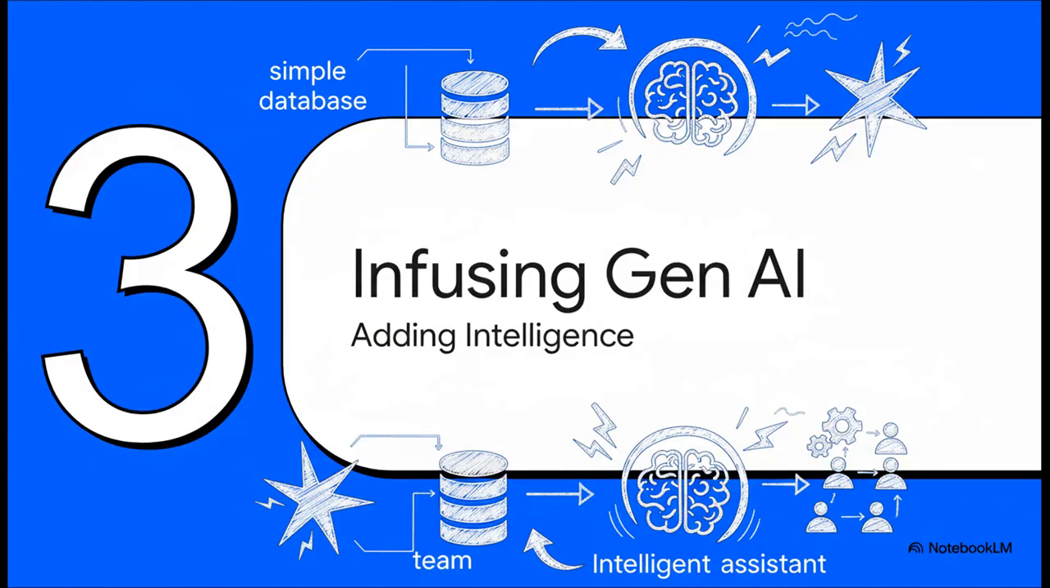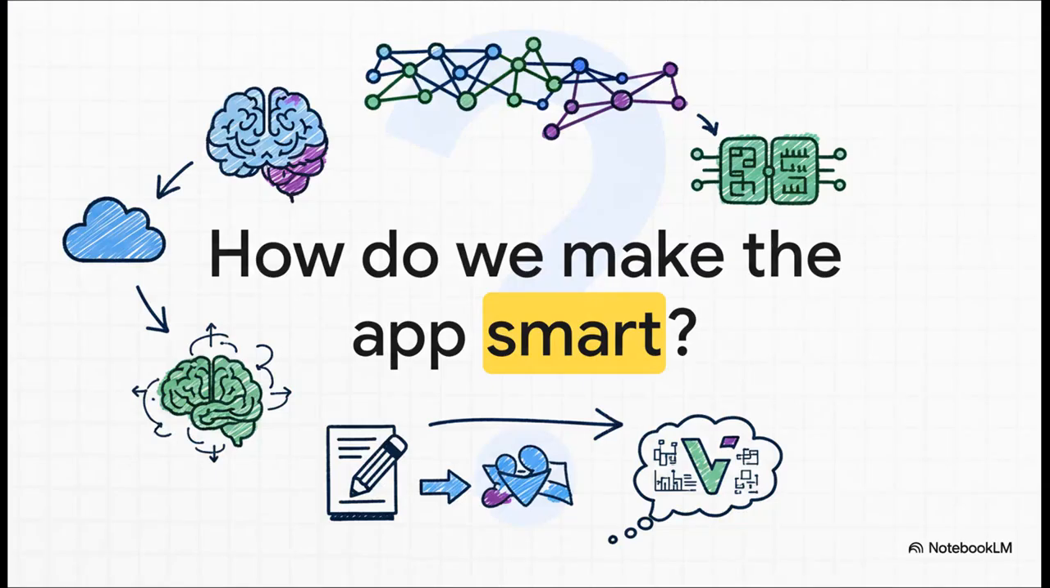Okay, so the backend's in place. Now it's time for the real magic. How do we take this simple database and turn it into an intelligent assistant that actually helps the team get their work done? So how does this app level up from being just a data bucket to something that helps the team write better user stories? Well, the answer is generative AI. And in this case, they're plugging into Google's Vertex AI platform to do the heavy lifting.